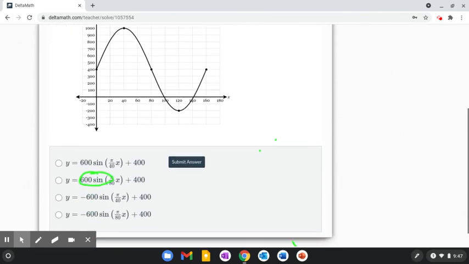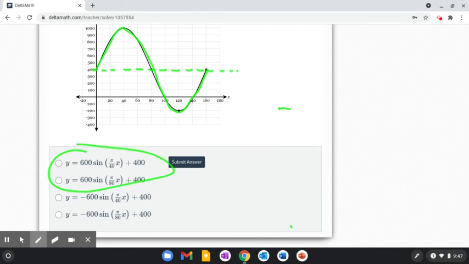This one, we can tell that it's a sine function. They're all sine, so it's kind of a dead giveaway. There's our midline at 400. It's all plus 400, so it doesn't help us at all. There are two that are negatives, you can see. This one is not a negative in front because it starts by going up first and then goes down. So it's going to be one of the positive ones.